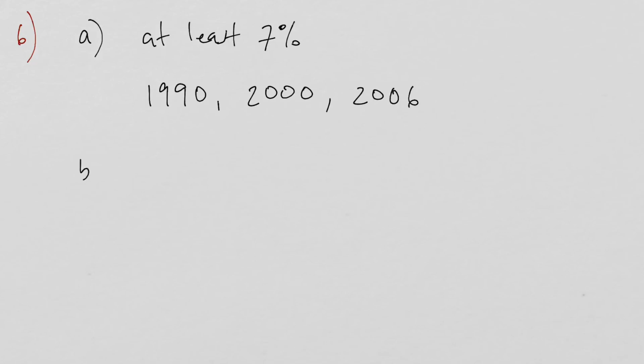2006. For part B, less than 6%, there's only 2 dots that fall into that category, and it's the 1960 and 1970. And for part C, between 10 and 12%, but it doesn't say including them, between 10 and 12. So it looks like there's only one item that's between 10 and 12, and that's at the year 2000.